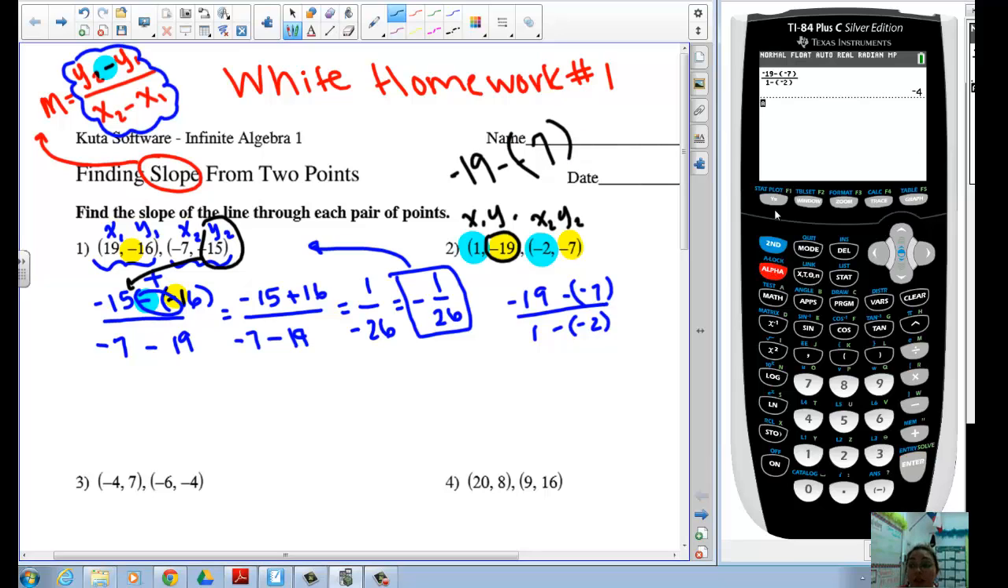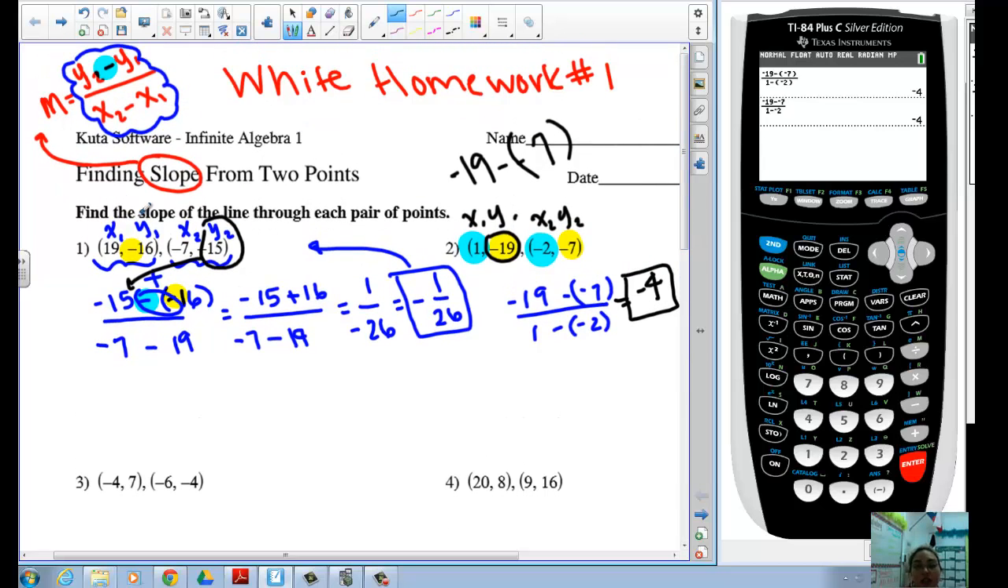On your calculator, it's been asked, is it okay if I just type it in? Yes, it is, because the calculator understands. But keep in mind right here, this is your negative and this is your minus. So this is how we type it in. Negative 19 minus negative 7 over 1 minus negative 2. Enter. Does it give me the same answer? Yes, this is my slope, negative 4. And we'll box it in because that's the answer for number 2.